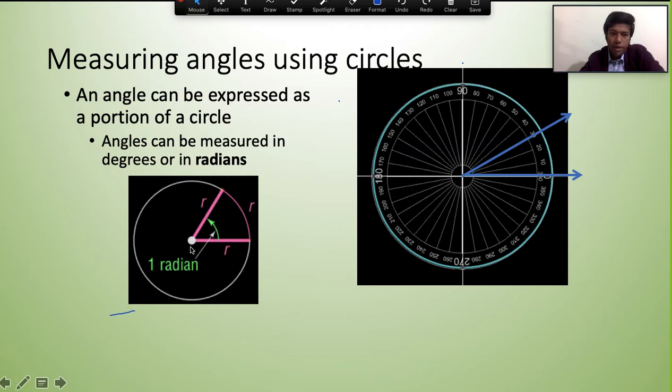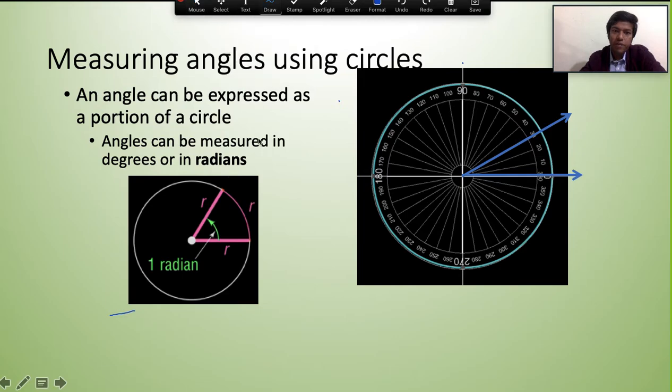So here we define there are two ways to measure the angle. One is degree, another one is radian. Theta is actually just a symbol. What is a radian?